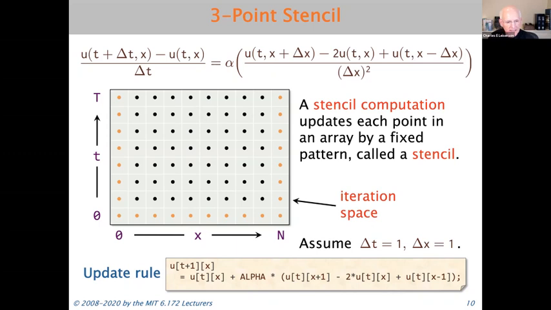So let's look at how we compute row 1 from row 0. Here's the first point. We do those calculations, apply the update rule. And then once we're there, we move the stencil over 1 and we compute the second point.